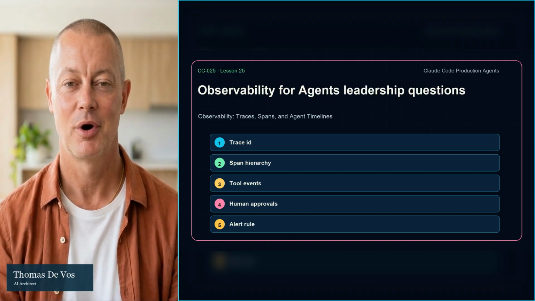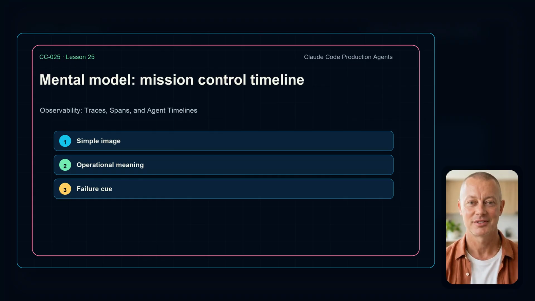A useful mental model is mission control timeline. It reminds us that measurement is only useful when the instrument is understood, maintained, and read in context. Otherwise, the dashboard can create confidence without control.